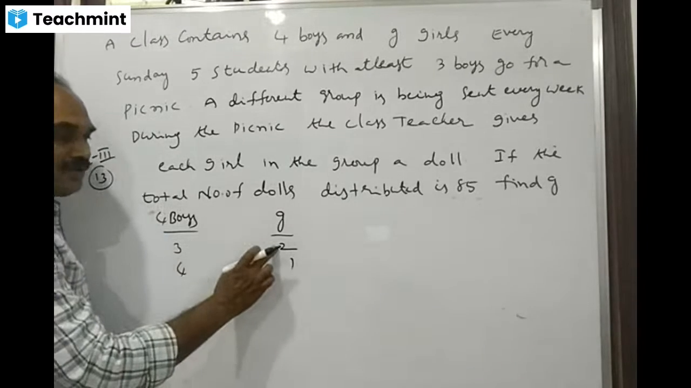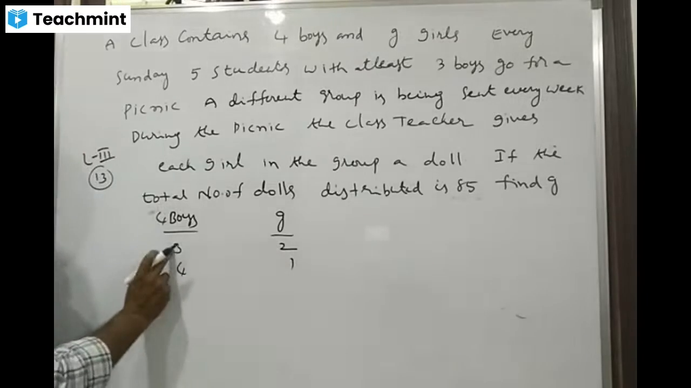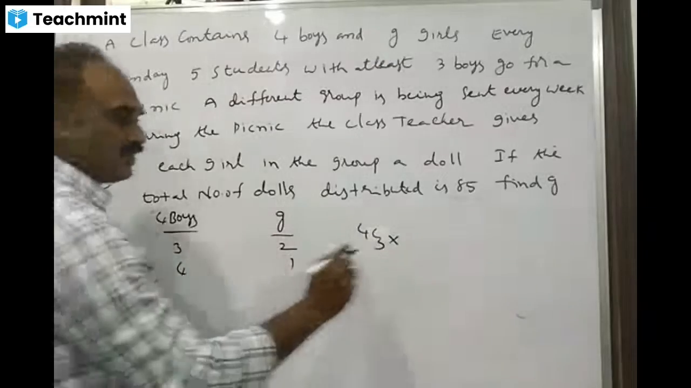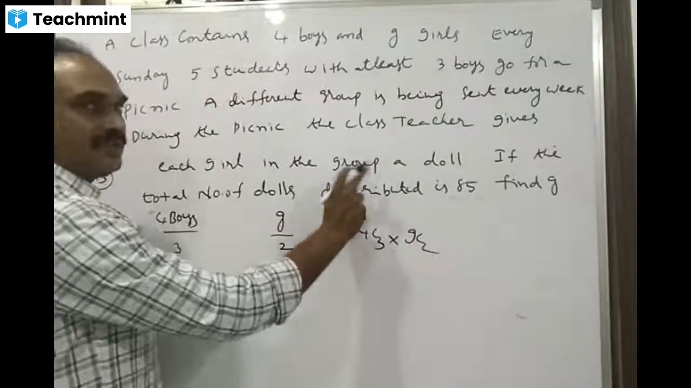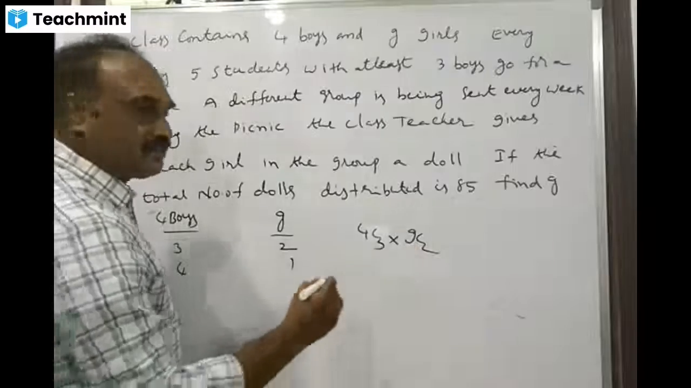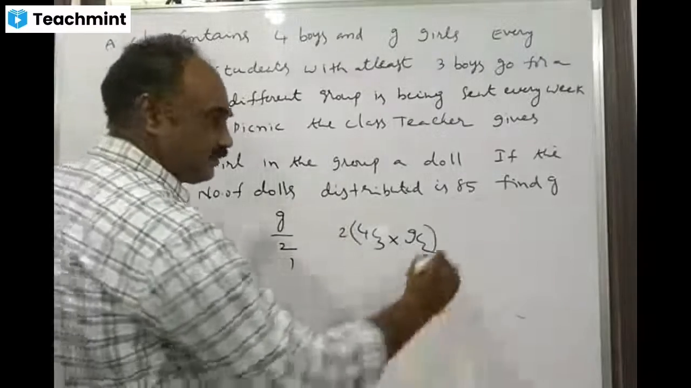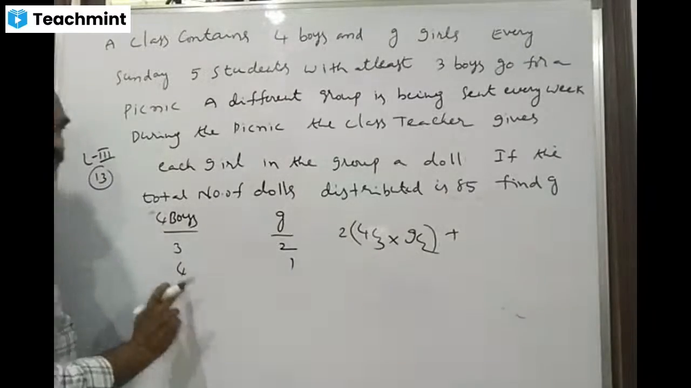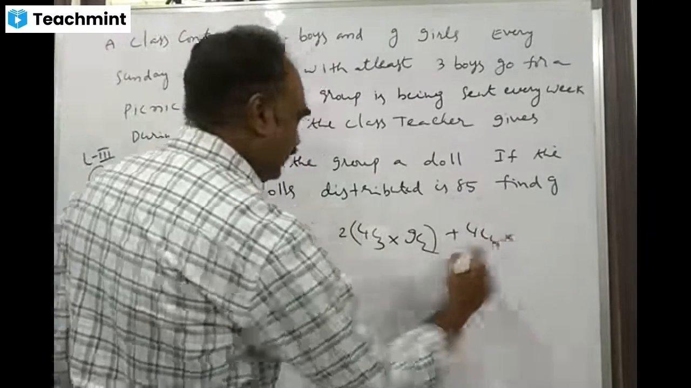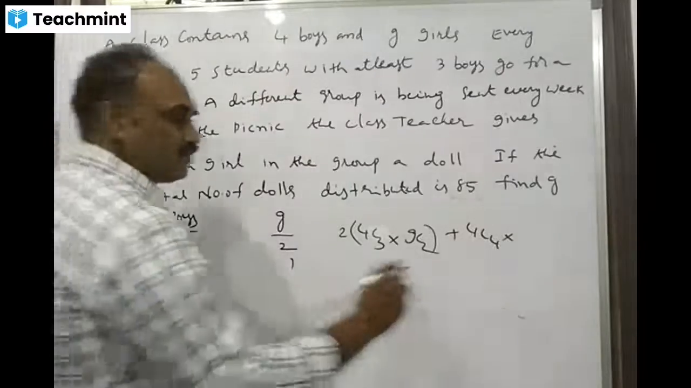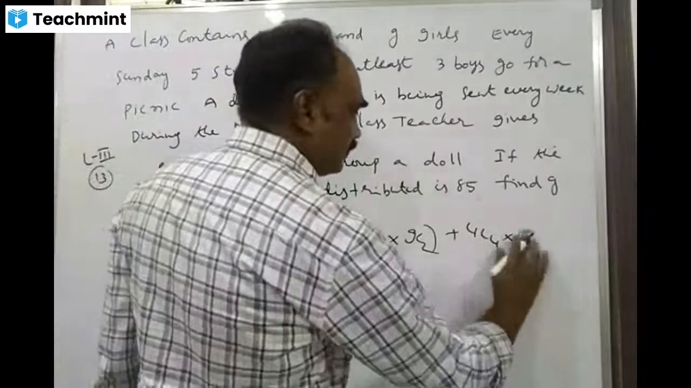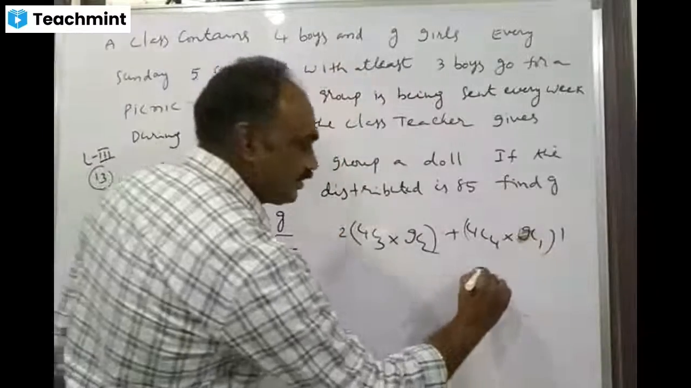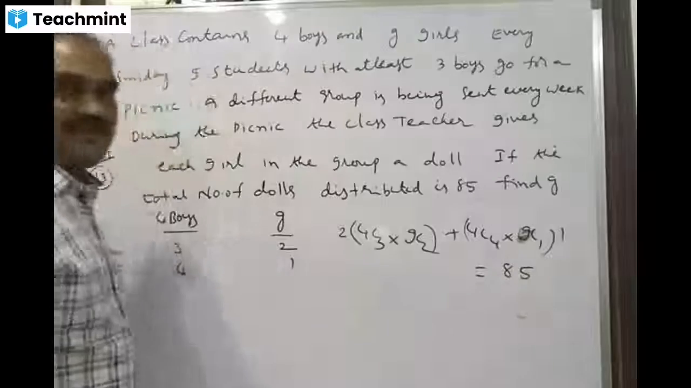Out of 4 boys, select 3 boys: 4C3. From G girls, select 2 girls: GC2. Here 2 girls take 2 dolls. So 2 into 4C3 into GC2 is case 1. Plus, out of 4 boys select 4 boys: 4C4, and 1 girl: GC1. 1 girl takes 1 doll. So the total number of dolls distributed, this value, is equal to 85.